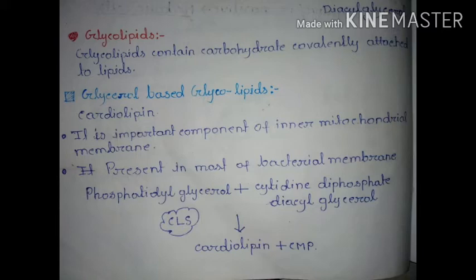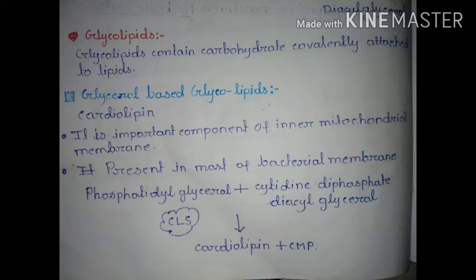Cardiolipin is an important component of the inner mitochondrial membrane. If we study the structure of the inner mitochondrial membrane, we can find cardiolipin there, where the enzymes of the electron transport chain are present. It is also present in the bacterial membrane.